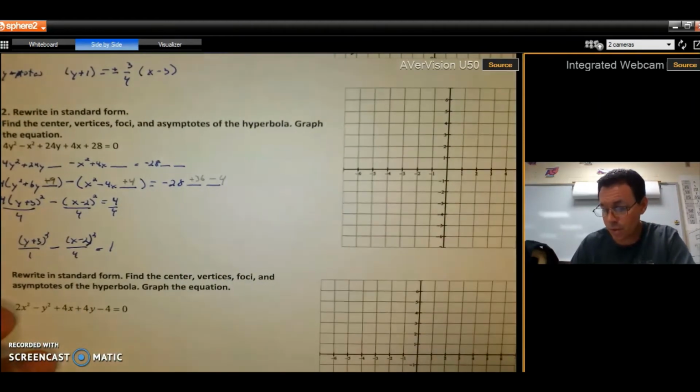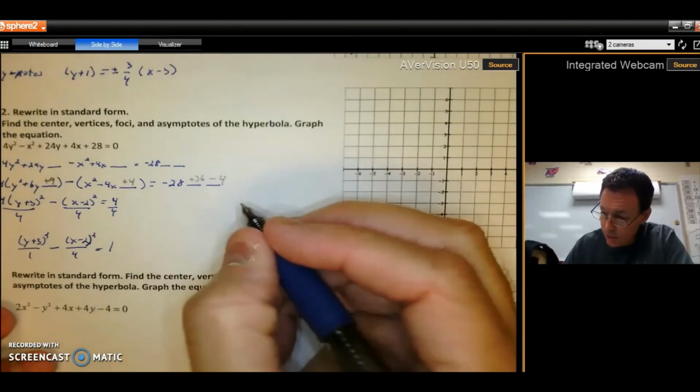So now we're supposed to go graph this. Okay, so again, what do we need? We need our center.